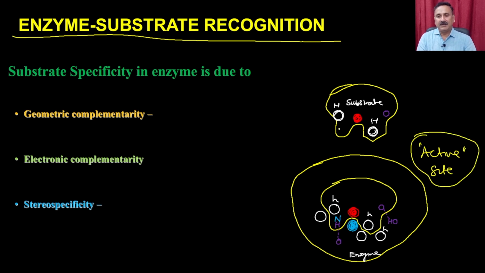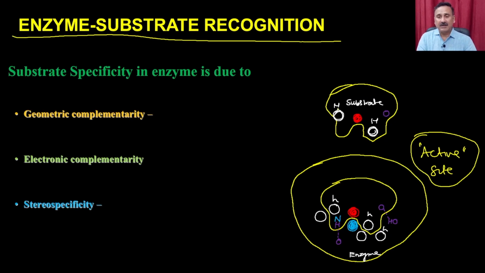And you can see that the substrate is nothing but a three-dimensional structure, right? So it's actually going to have some positive charges, it could have hydrogen bonding donors, it could have hydrogen bonding acceptors and all that. So you can see that these are the hydrogen bonding donors and acceptors, right? And you can have positive charges, you can have van der Waals interactions and so on.